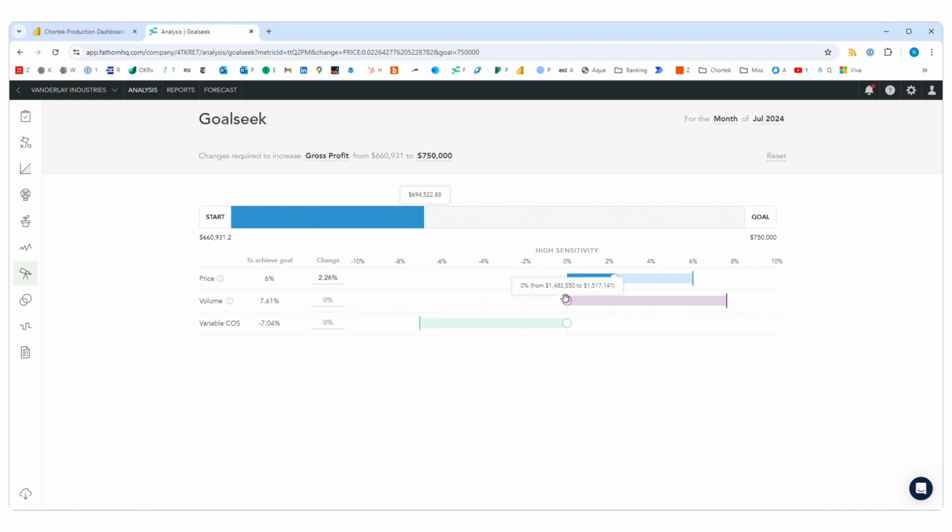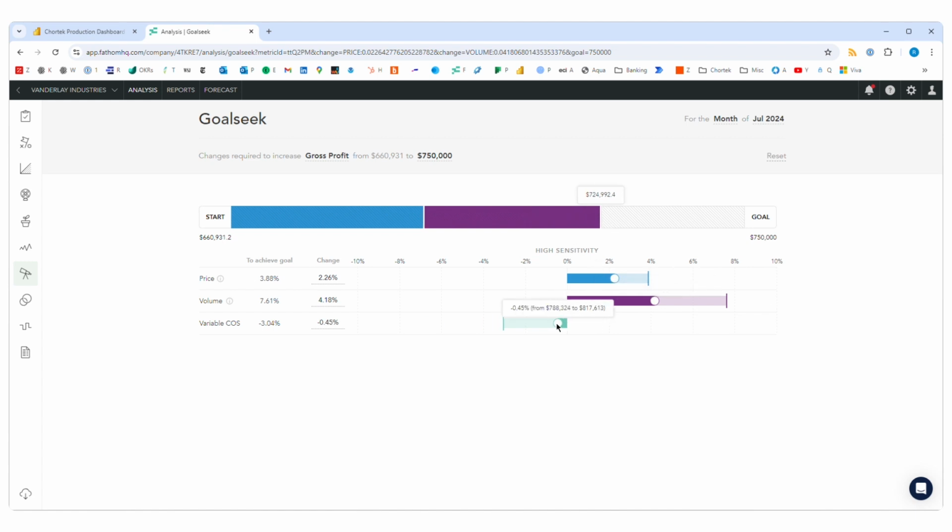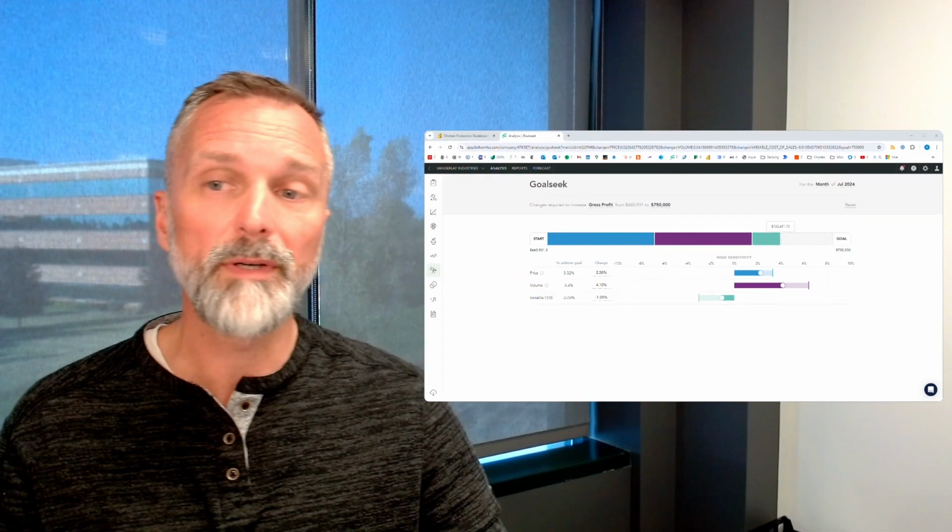I can either increase volume, so go up 4% roughly on volume. I'm getting closer to the 750. And can I find cost reductions on a variable cost basis? Let's say 1%. It's still leaving something left here to get to our final goal of the 750.